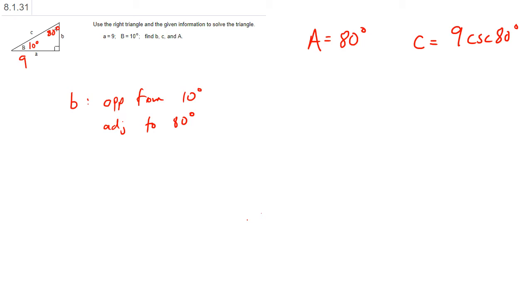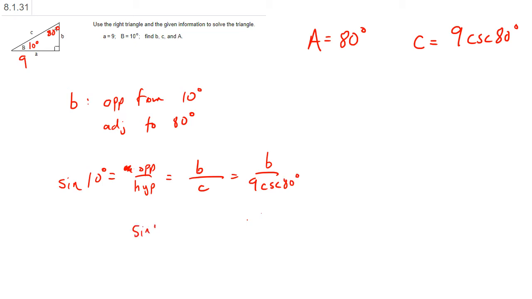Now what I can do is say, great, so therefore the sine of 80 degrees will be, sorry, let me do the sine of 10 degrees, apologies. The sine of 10 degrees will be the opposite side divided by the hypotenuse. Opposite from 10 degrees was b, and the hypotenuse is c. But I have already found c. It's 9 times the cosecant of 80 degrees. So now I have the sine of 10 degrees is equal to b over 9 times the cosecant of 80 degrees. Division by the cosecant of 80 degrees is just multiplication by the sine of 80 degrees.